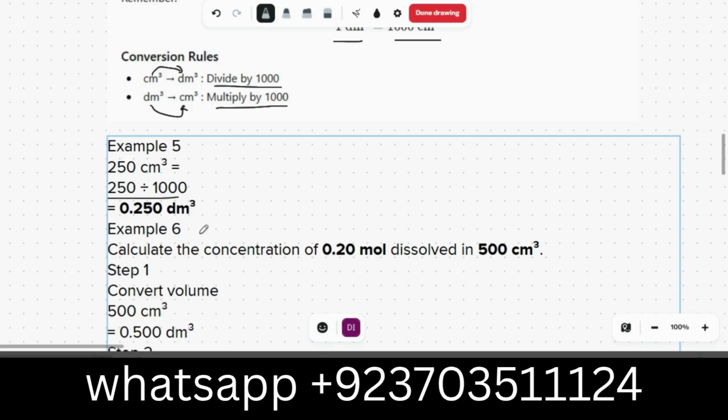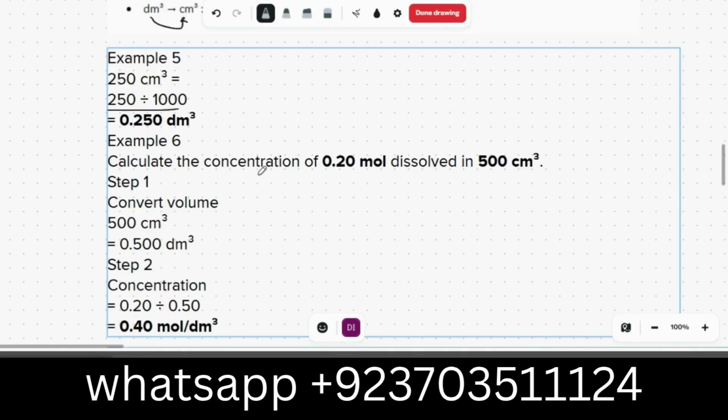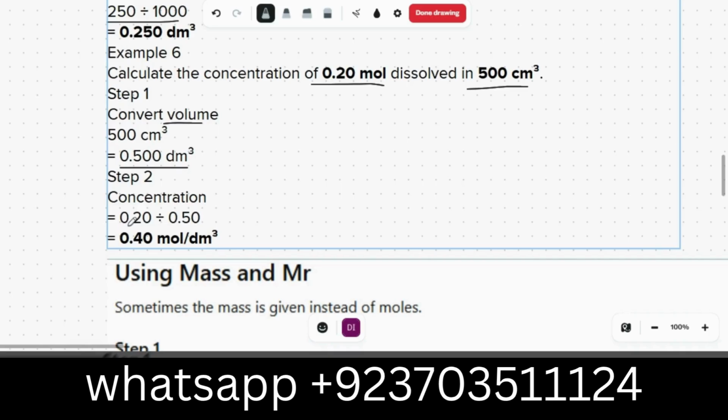Now the example. Calculate the concentration of 0.2 moles dissolved in 500 centimeter cube. First step is to convert volume to decimeter cube. So 500 centimeter cube, we will divide it by 1000, and that will give us 0.5 decimeter cube. So concentration is equal to 0.2 moles divided by 0.5. So that is 0.4 moles per decimeter cube.